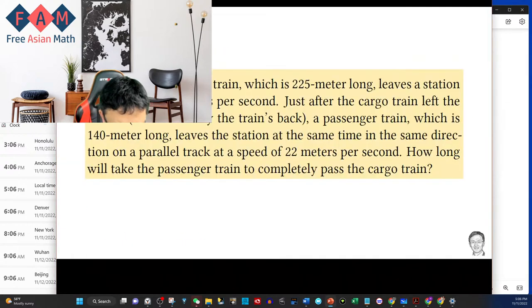A cargo train, which is 225 meters long, leaves the station at a speed of 17 meters per second. Okay, fine. We just know its length and speed. Just after the cargo train left the station, another train, a passenger train, which is 140 meters long, shorter, leaves the station in the same direction. So the passenger train, just like the cargo train, is going to the same place, at least in the same direction. But the thing is that this passenger train left at the same time.